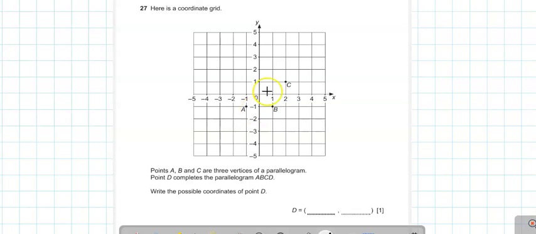Or I can move 2 back. I will put it here. 0 and 1. So 4 and 1 is a value. 0 and 1 is another value. And the next one is not easy to get, but maybe from C to B is 2 down and 1 left. So I will go 2 down and 1 left. It will be here. -2 and -3. So any of them is correct. I will choose 4 and 1.